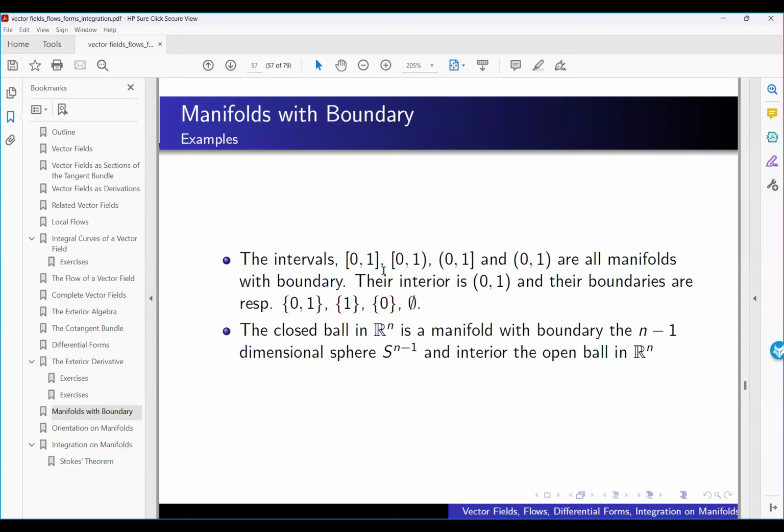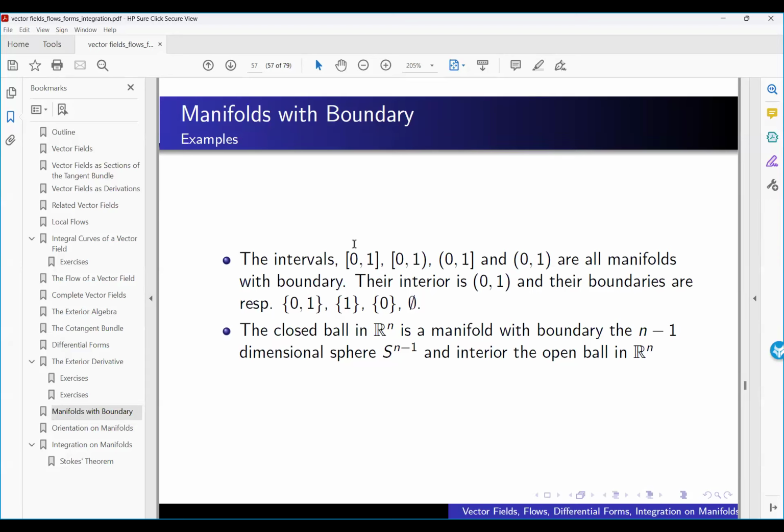You see, this is an open interval, so it's an open subset of R. It's a manifold. We can see it as a manifold without boundary, like the ones that we were talking about before. We can also say it's a manifold with empty boundary. Now the closed ball in R^n is a manifold with boundary. What's the interior? It's the open ball. What is the boundary? It's simply the (n-1)-dimensional sphere.